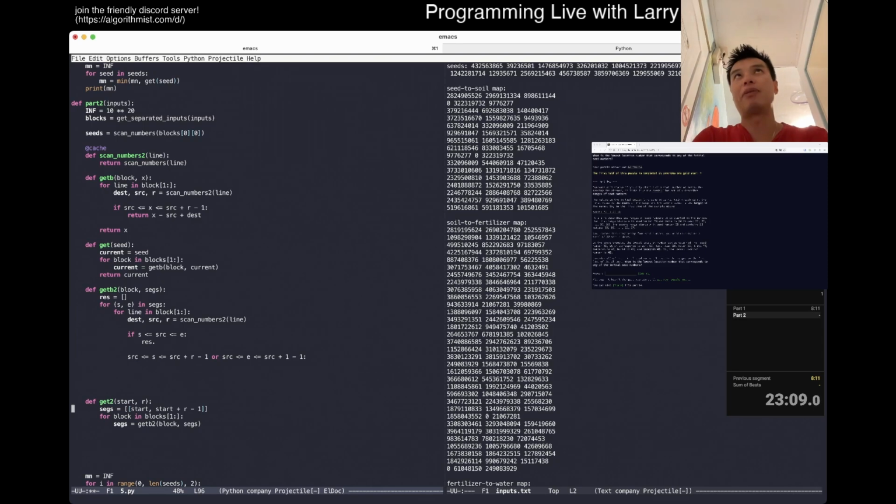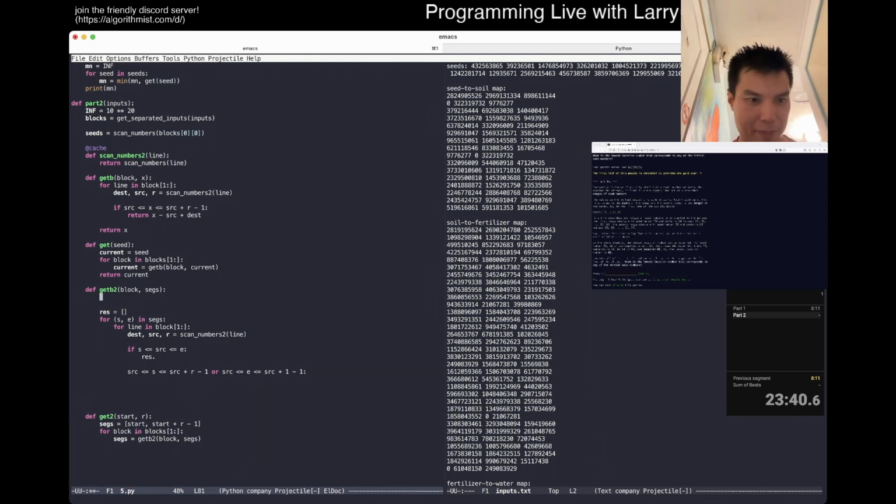Okay, let me rethink this. Maybe critical points is the better way of doing it. So basically for this block, for this segment, we want to get critical points. Okay, so let's say we have something like this. Now what does that mean? The way that I'm doing this is very weird.